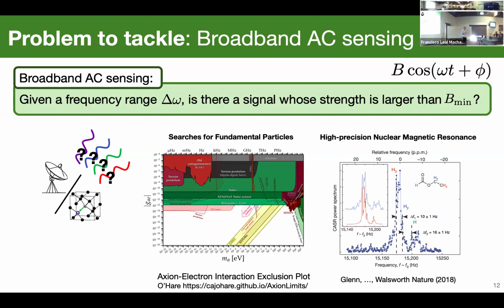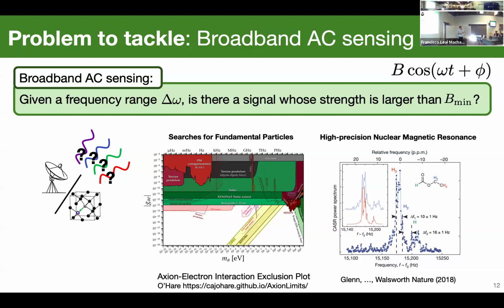Is there a signal? And more specifically, I'm trying to look for oscillating fields of the form B cosine of omega t plus phi, where I don't know precisely the value of B, I don't know the value of the frequency, and I don't know the phase. I'm trying to see if there's a signal within a particular frequency range that I'll denote as delta omega, and whose strength B is larger than some threshold.